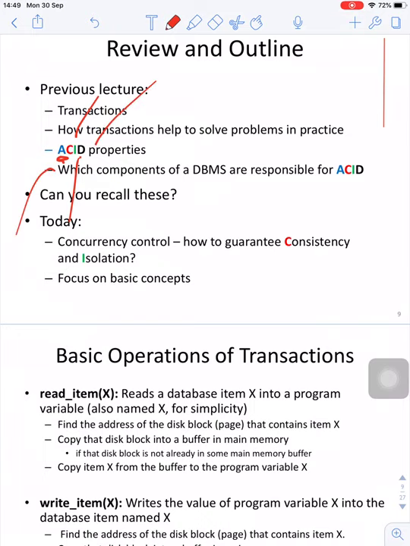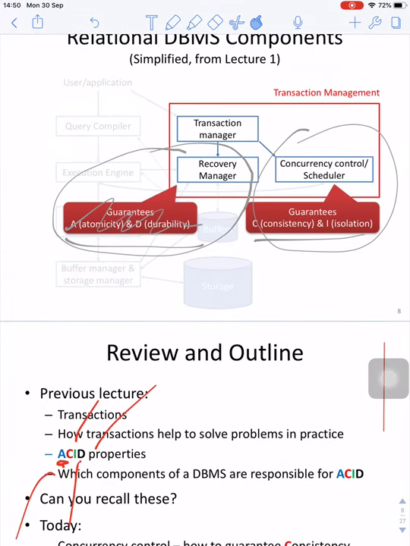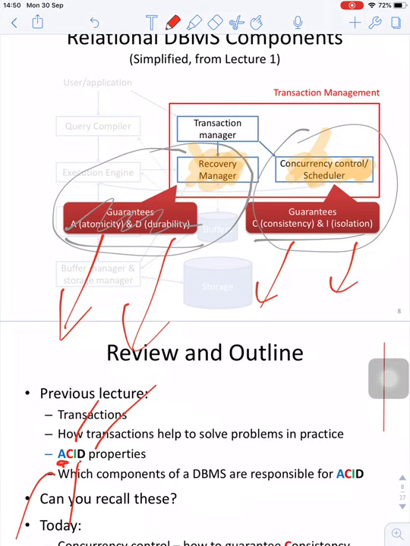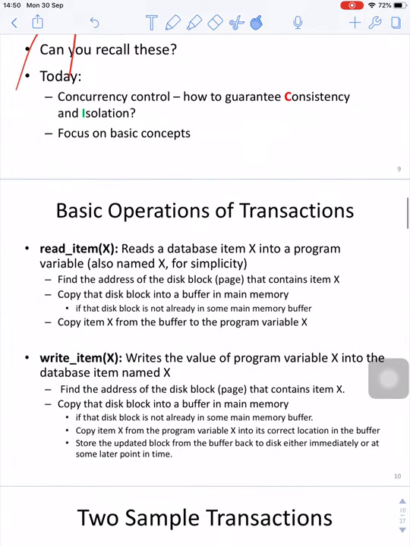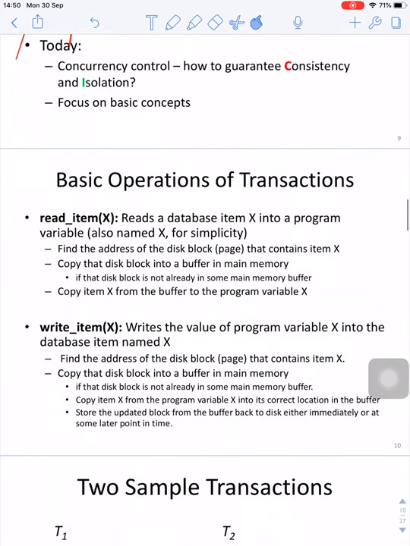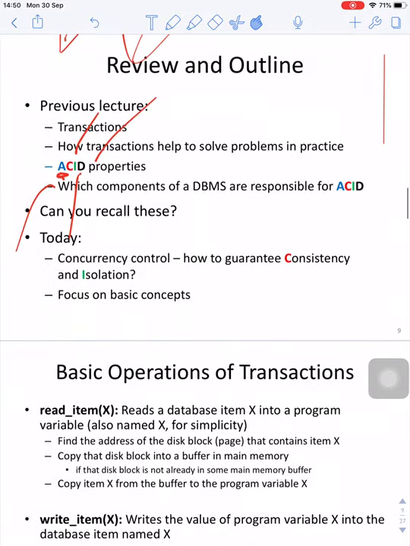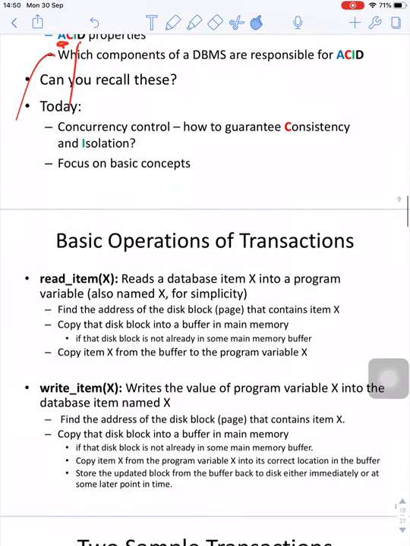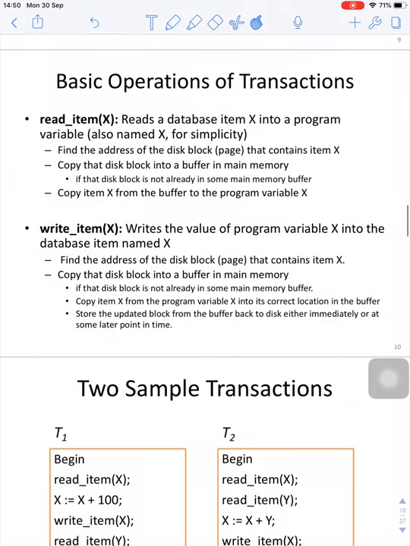And what are the components of the database responsible for this ACID? The recovery manager is about atomicity and durability, and the concurrency control scheduler is about consistency and isolation. And then we come to concurrency control. Last time we talked about concurrency control and isolation, and we first covered the basic concepts.